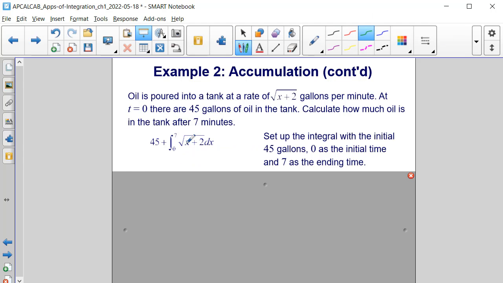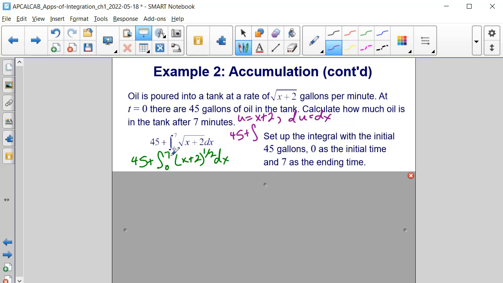Next, what we can do is rewrite our integrand without the square root. Instead, we could write it as a rational exponent. So we'll still have 45 plus the integral from 0 to 7 of (x plus 2) raised to the 1/2 power dx. Now, since we have a polynomial raised to some sort of power, let's use u substitution to help us with this integration. We can let u equal x plus 2, and if we do that, then du is going to equal dx.